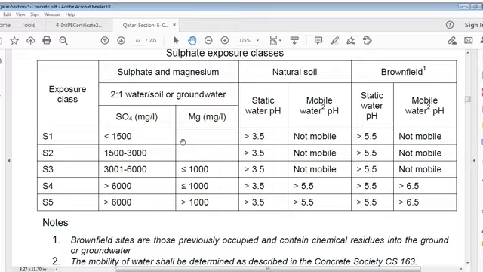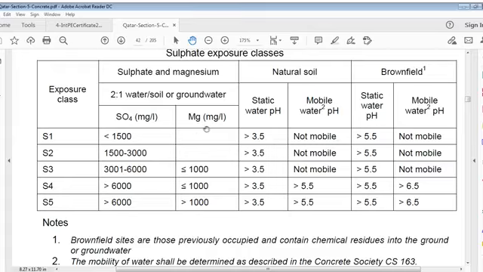S5 is greater than 6000 and magnesium is greater than 1000 milligram per liter. Static water pH is greater than 3.5. Mobile water pH is greater than 5.5. Static water pH is greater than 5.5. Mobile water pH in brownfield is greater than 6.5.